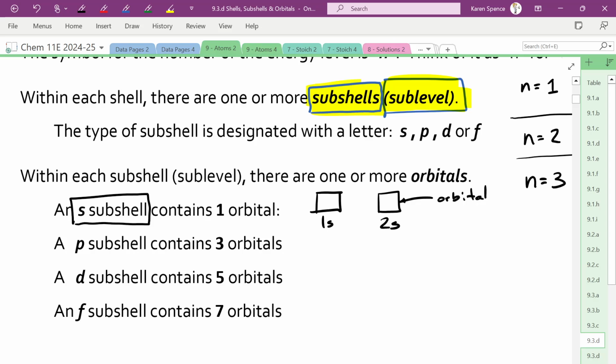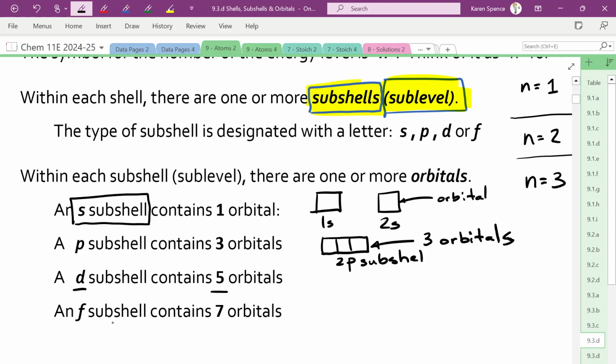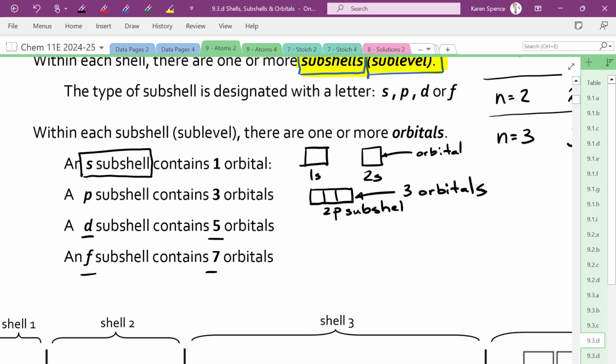A p subshell contains 3 orbitals, just like how many pink rooms were there? 3. Okay, so a p subshell, we might have the 2p subshell. And how many orbitals does it have? It has 3 orbitals. And then we get into the D subshell, which has 5, and the F subshell, which has 7. Okay, so it goes up 1, 3, 5, 7, which is kind of a nice pattern, right? It's all your odd numbers, 1, 3, 5, 7.